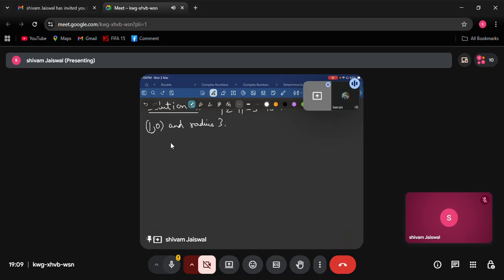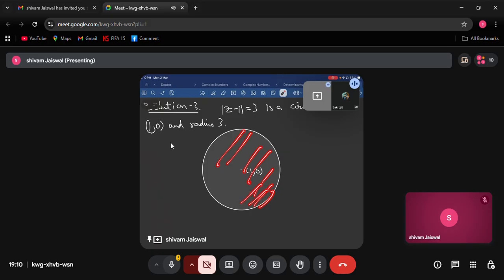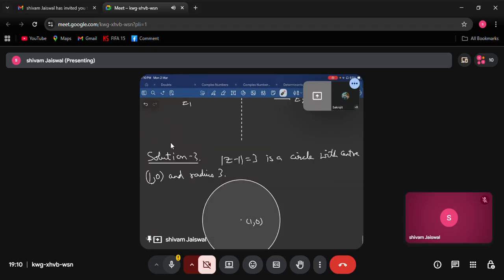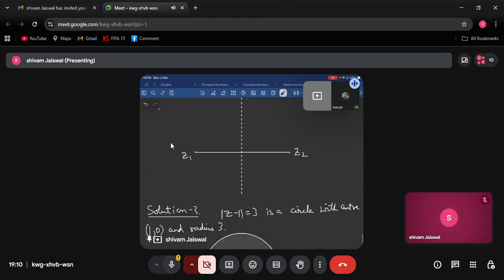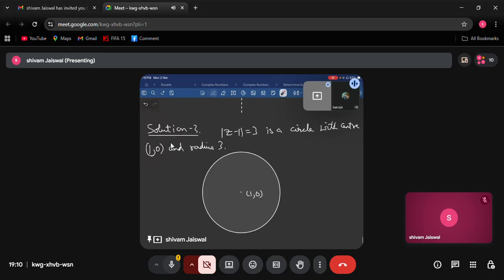Okay, so let's draw, everyone. This is 1 comma 0. Okay, and this is the circle. Since it is less than 3, it represents all the complex numbers which lie inside the region, not on the circumference, but inside the circle. Next. So similarly, mod of z minus 1 is greater than or equal to 2. What does it represent? It is also a circle with center 1 comma 0 and radius 2 units. So basically, they both are concentric circles.